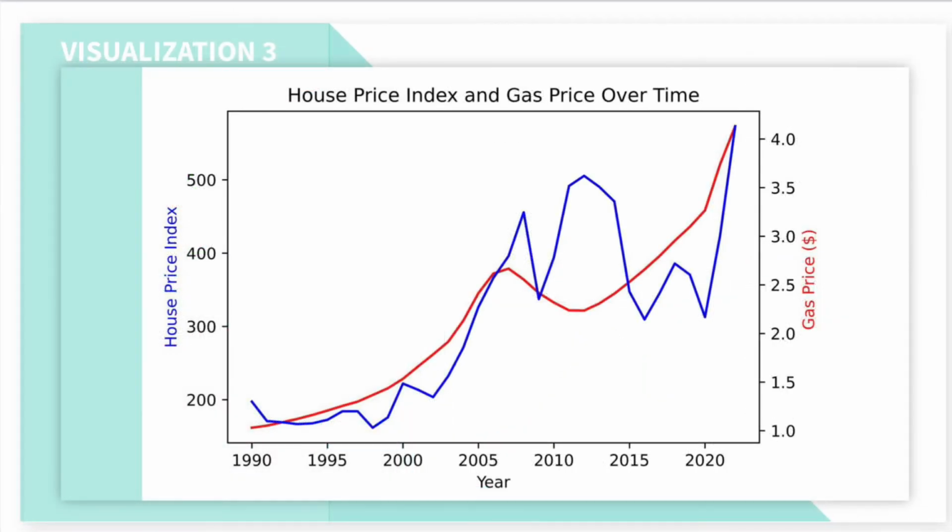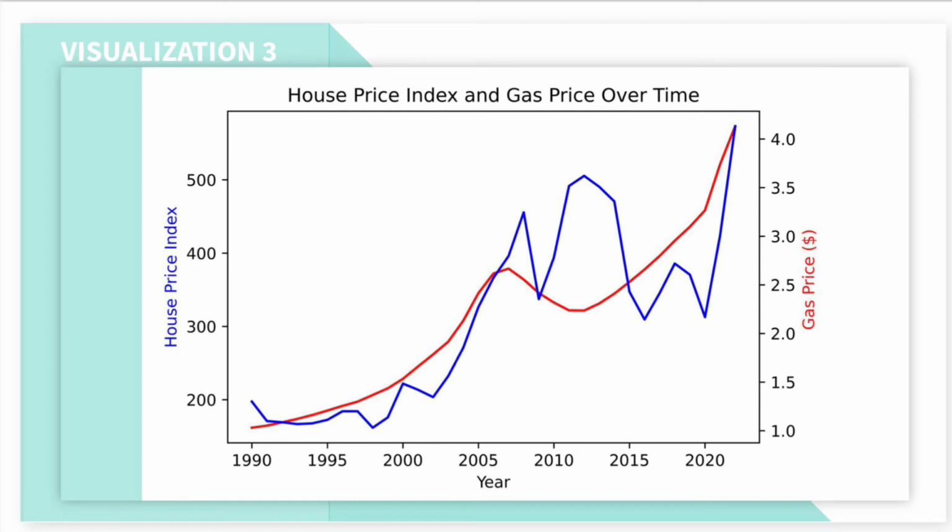Here's our visualization, which was created using matplotlib, and it has two different y-axes, one with house price index and one with gas price, but both are graphed with time on the x-axis. And as you can see, aside from that period between 2010 to 2015, the general trend is that there's a positive correlation between these two factors.